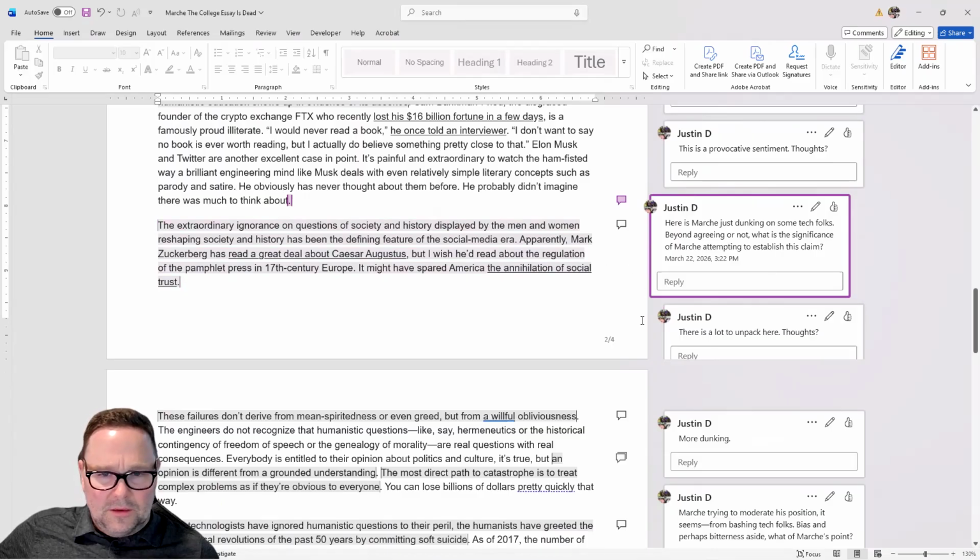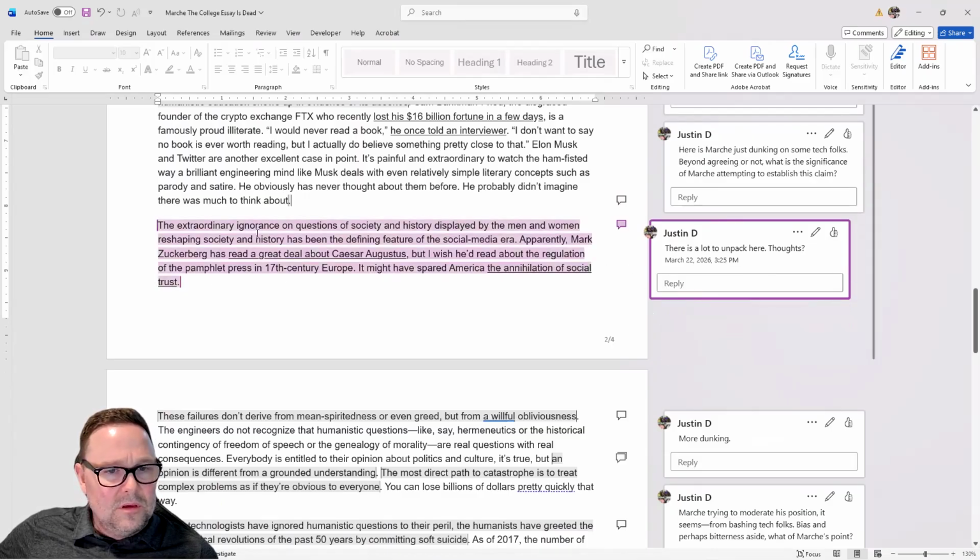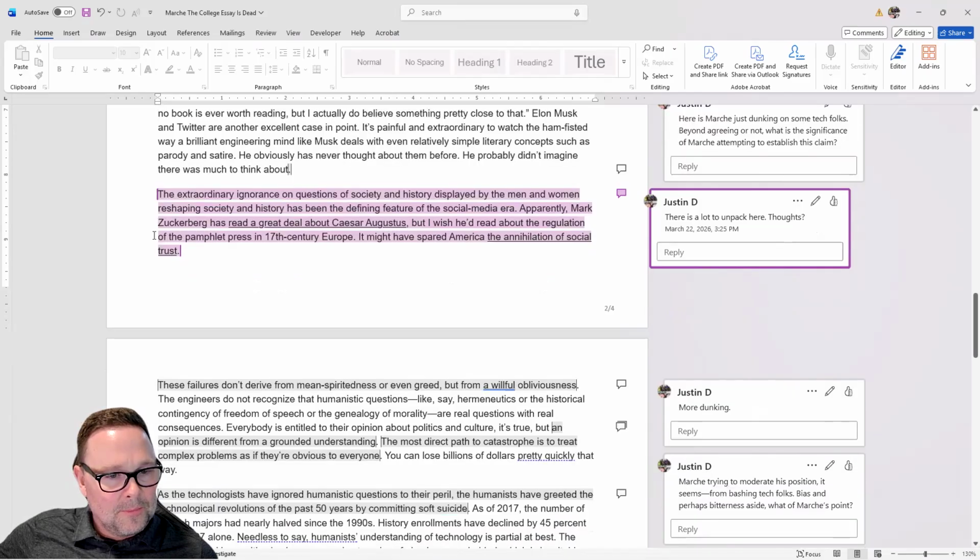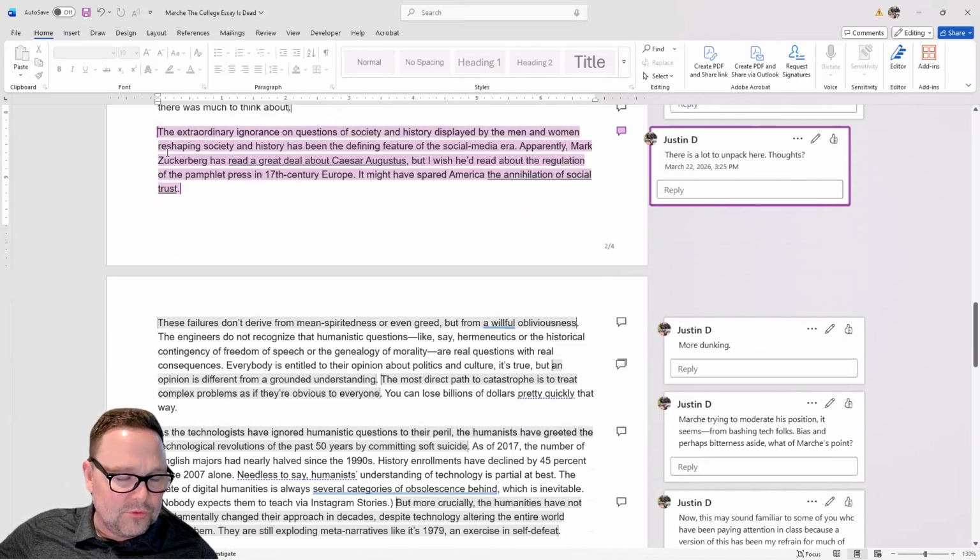Here's another one, taking on Zuckerberg for not understanding. I mean, here March is sort of blaming the Zuckerbergs of the world for the destruction or the annihilation of social trust. What does that say? Do you agree with that? Is that something to respond to? What would your discipline have to say about this kind of assertion or this kind of claim? Certainly a potentially fruitful area of discussion.